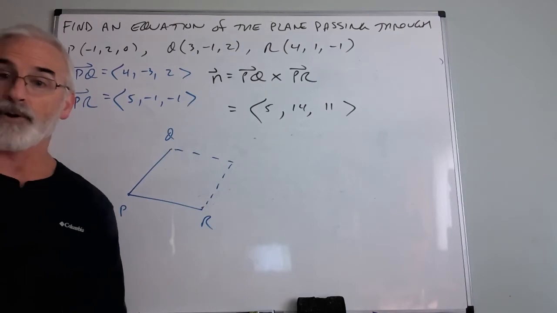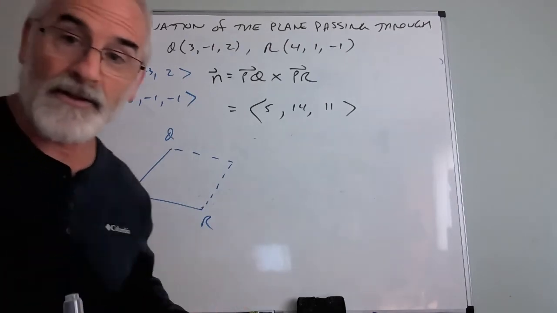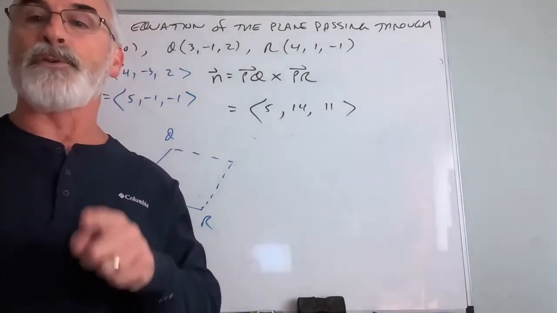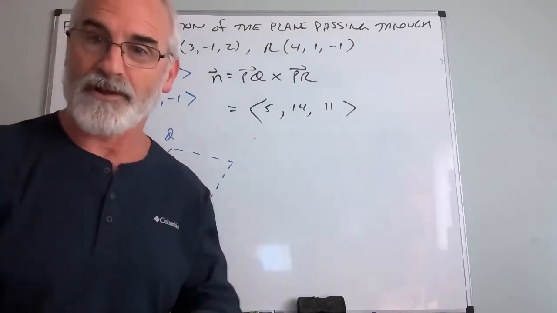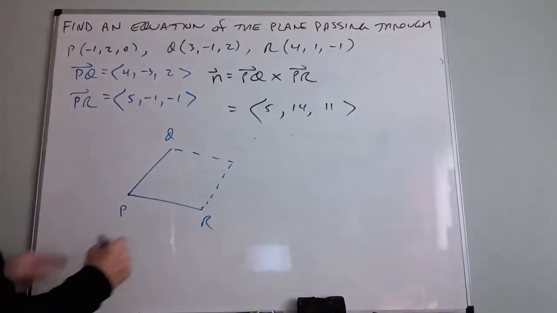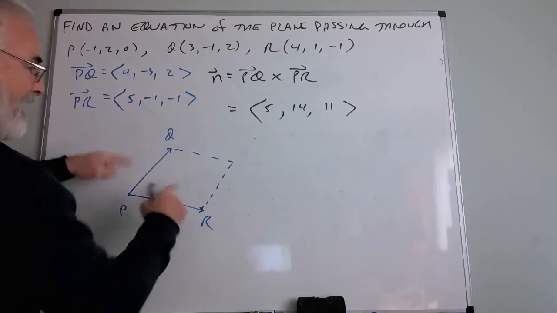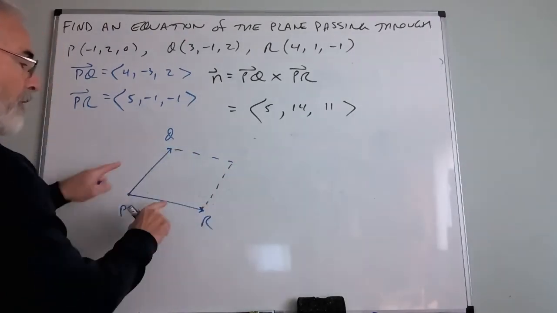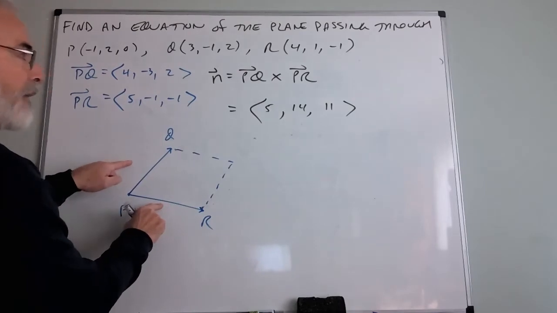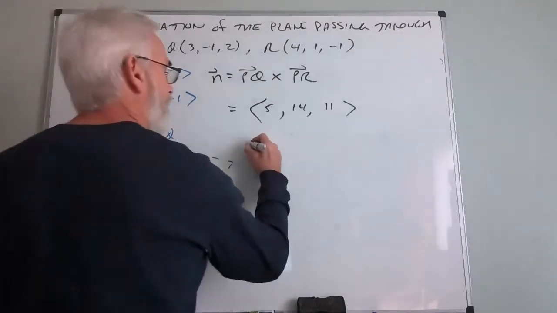Well, if you remember, the area of the parallelogram was equal to the length of the cross product. We proved that last day. So remember, if I'm thinking of these guys as vectors, then the area of this parallelogram is nothing more than the length of the cross product. So what's the length of the cross product?